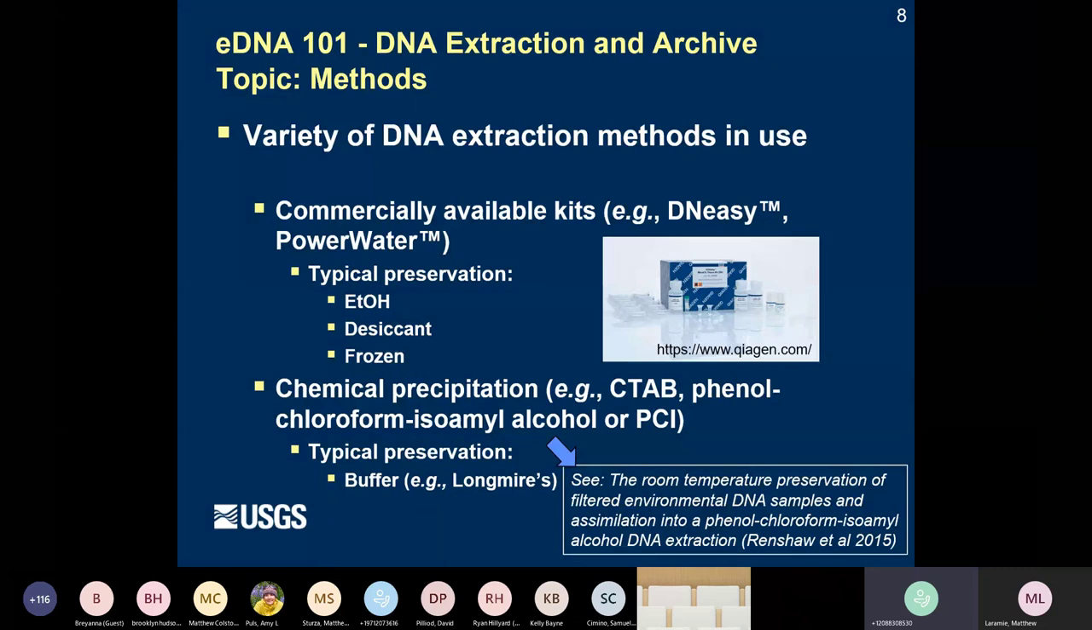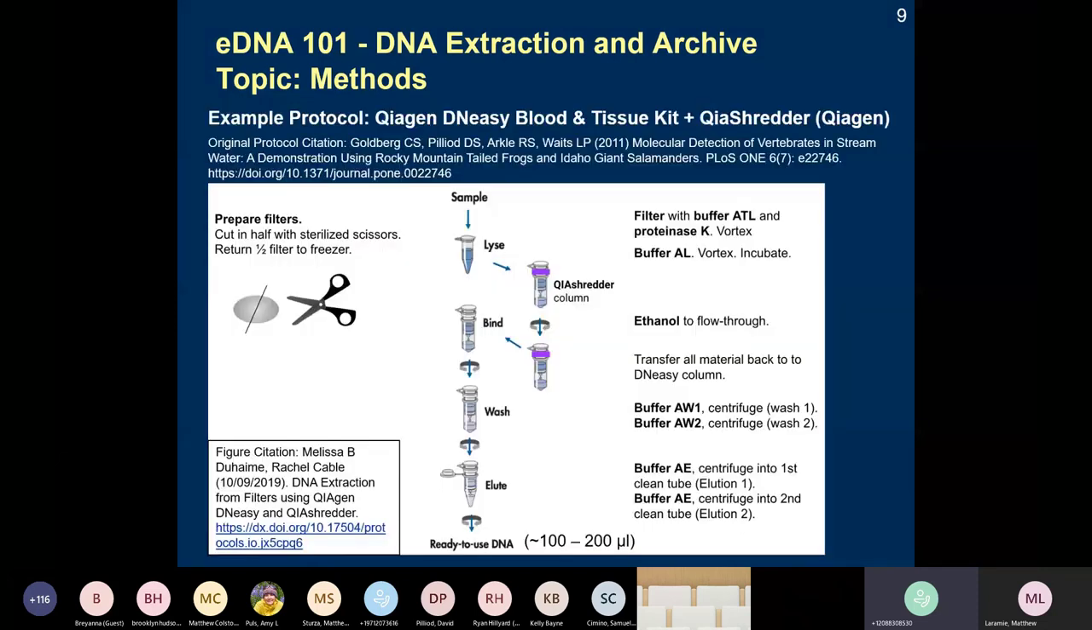So personally, I'm actually less familiar with these methods than I am with the kits. So I'll just refer you to the paper that I've mentioned down here by Renshaw et al. And that paper does an excellent job of explaining the workflow for these methods. And instead, we'll walk through an example of an extraction protocol. This is one that we use a lot in our lab, and it uses the DNeasy kit. I think this whole protocol originated from the Goldberg et al. 2011 paper that David mentioned earlier, especially the incorporation of the QIAshredder step. And that's a modification to the manufacturer's protocol, and it allows us to use this DNeasy kit with filter papers.